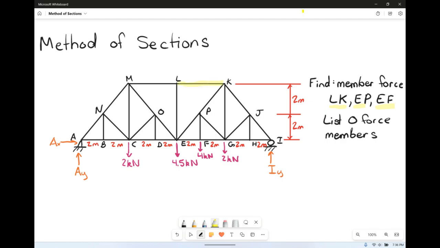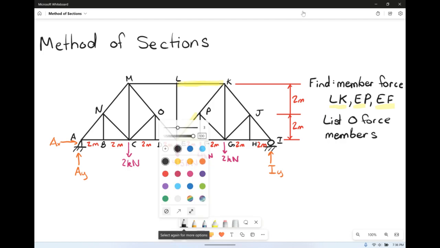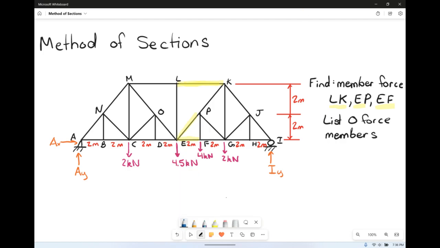So LK, EP, and EF. Those are the only ones that we care about. When we're doing method of sections, we want to make a cut that's going to go through, ideally, those particular members. So I'm going to make a cut right here.